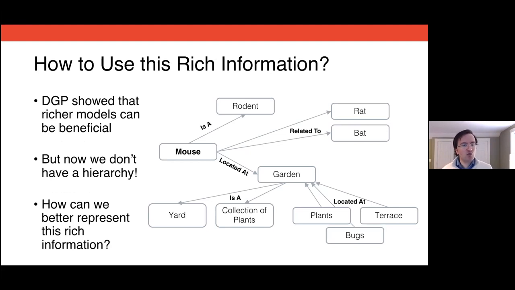So this richer information leads us to a technical question. Dense graph propagation showed us that richer models can be beneficial, that by changing our architecture to account for some of the structure of the graph, we can potentially do better in zero-shot learning. But now we can't apply that strategy anymore because we don't have a hierarchy. We don't have this directed acyclic graph that allowed us to define these two stages of propagation. And so that led us to ask the question: how can we better represent this rich information? How can we create neural networks that can better integrate all of this potentially noisy stuff that we have for our class descriptions?